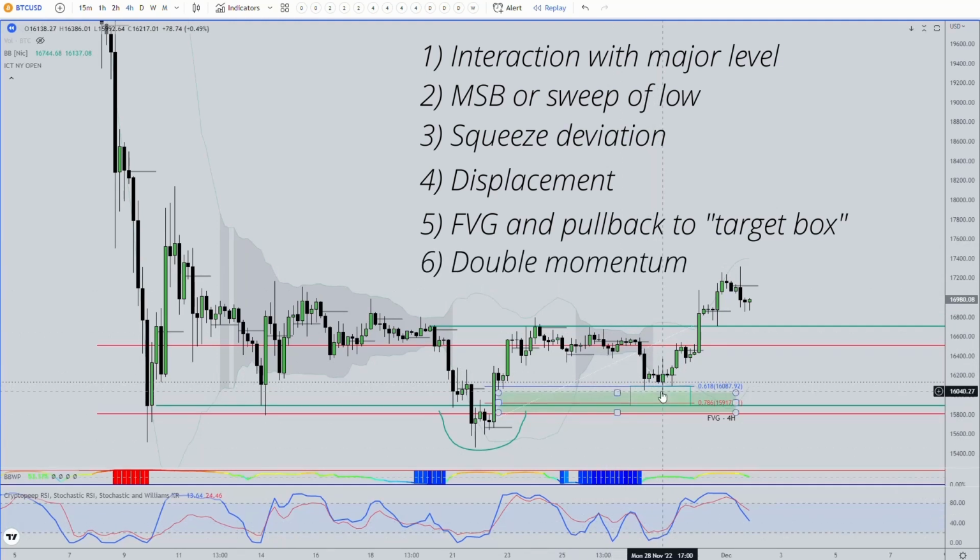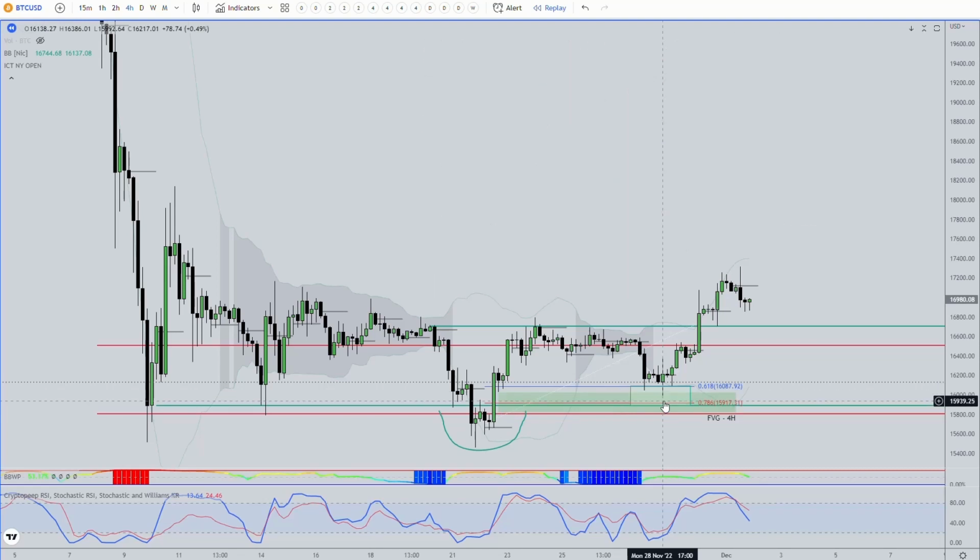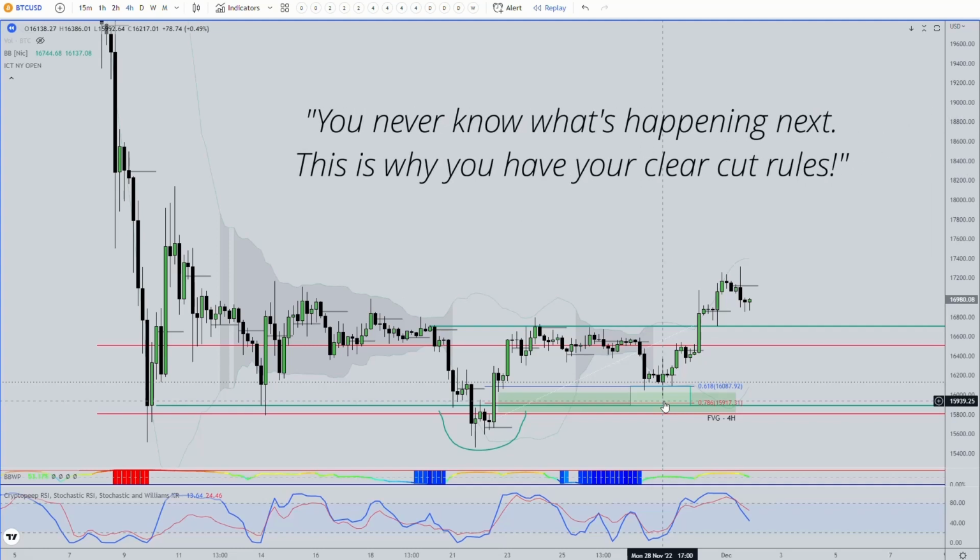You would have entered with a limit order on the 28th of November at around 5 o'clock. I know in hindsight, looking back, things seem really easy always. However, this is exactly the lesson that we have to learn. We never know what is going to happen next in trading. This is why you have your clear-cut rules, and this is why you follow your rules, and if they tell you to act, you act.